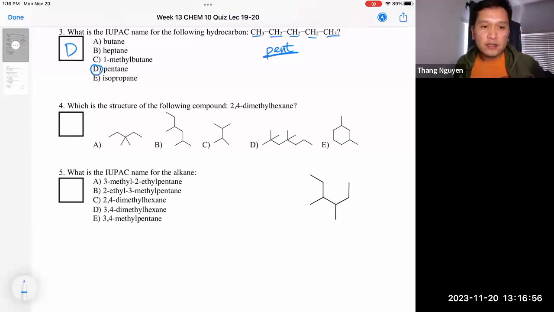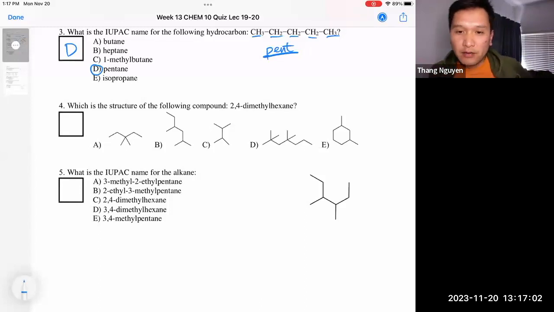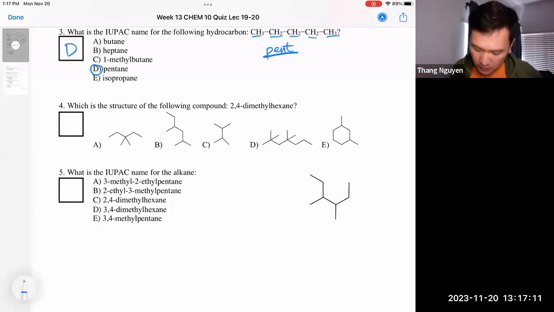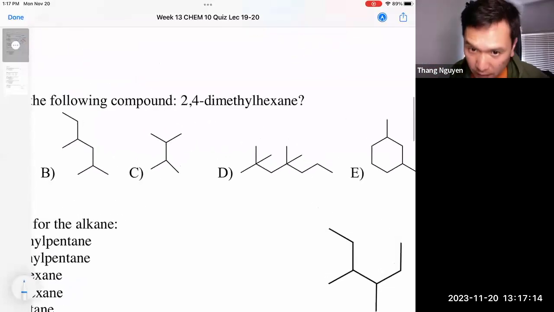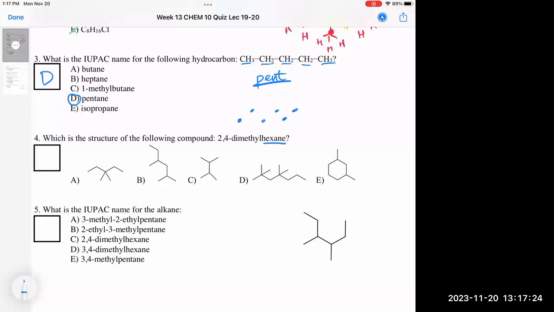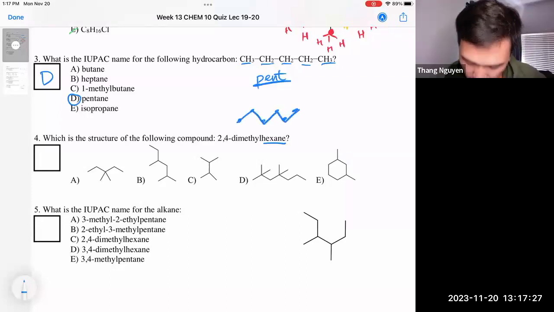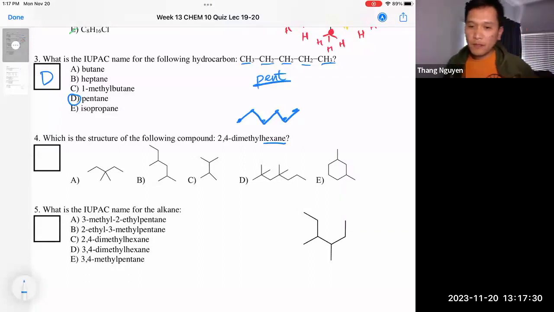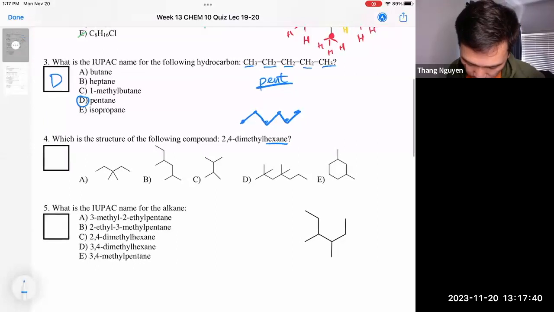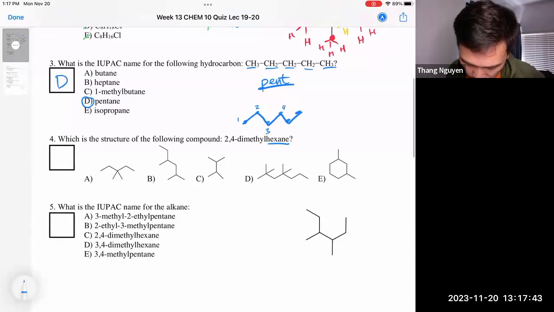Number 4, which is the structure of the following compound? So this time I give you the name, and your job is to draw out the structure. In this one, it is a branched one. That's why the name is now no longer such a simple alkane, but a substituted alkane. So we just look at the parent name first. The parent name is hex. What does hex mean again? 6. Right, so I draw a zigzag with 6 corners. Because I'm drawing it, it doesn't matter which direction I call number 1. I'm just going to call the left number 1, 2, 3, 4, 5, and 6.